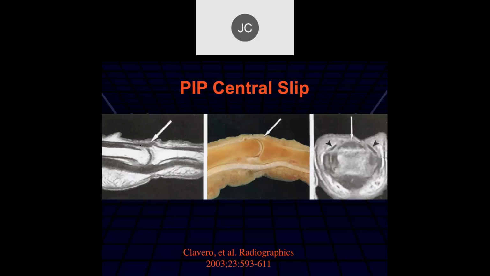But here's that central slip. That's its insertion on the dorsal proximal aspect of the middle phalanx, nice and normal. Here it is on MR. Here we can see the cadaver section of that insertion. And on the axial MR images, we can see that central slip at its attachment to the dorsal aspect of the proximal middle phalanx.